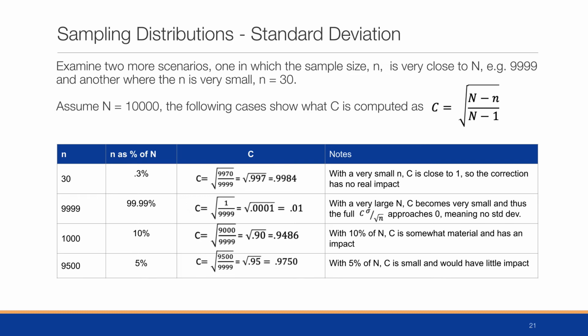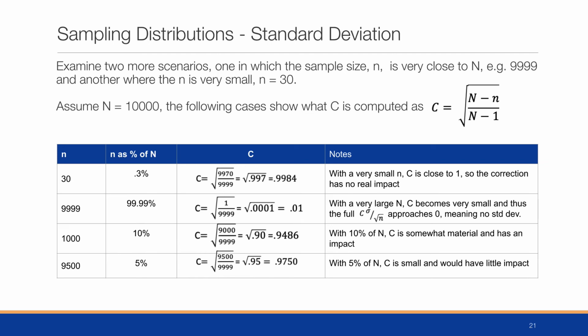In the case where little n is almost the whole data set, we would end up with, say, the square root of 1 over 9999, which is the square root of 0.0001, which is equal to 0.01. So with a very large n, c becomes very small, and thus the full equation, c's standard deviation divided by the square root of n, approaches 0, meaning there's no standard deviation to work with.